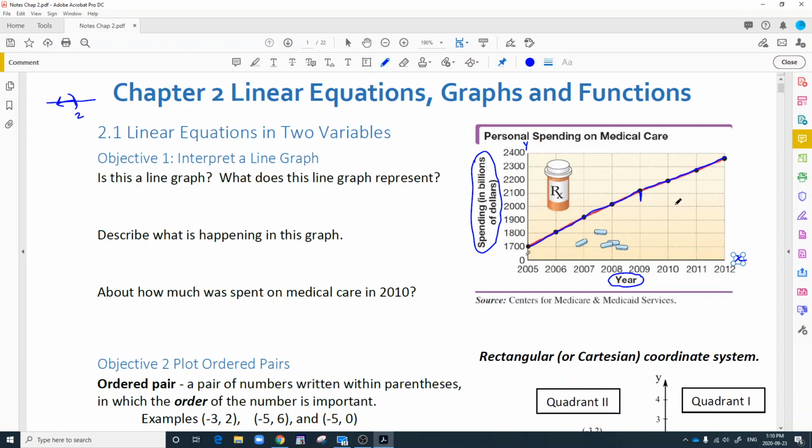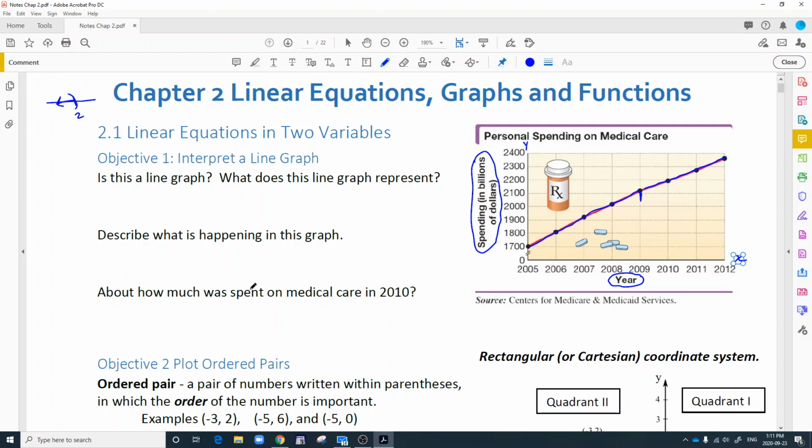And what we're going to be talking about in this chapter is, how do we represent or talk about these in more detail? What are some features we could talk about? What about their slope, their rate of change, all of that kind of stuff? So for now, all you're going to say is that there is a constant increase in spending.